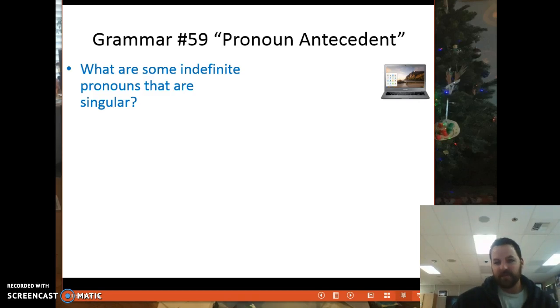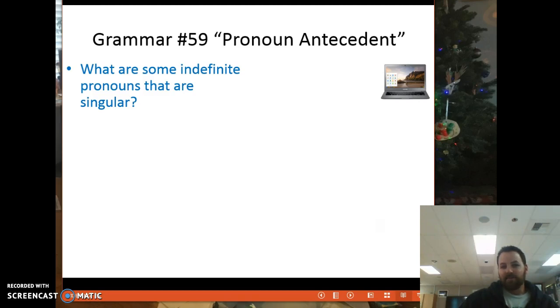Man, 58 was tricky. 59 is going to be easier because it's going to build on some skills you already have, some skills we've already been doing. So title, grammar 59, pronoun antecedent. First question, a little bit of review, but still important to remind us of how far we've come.